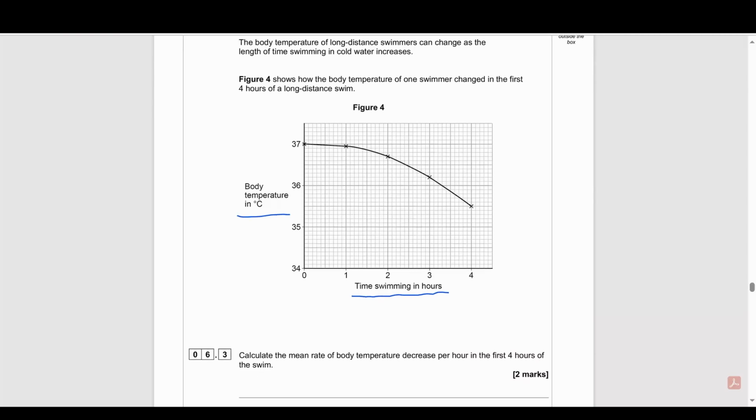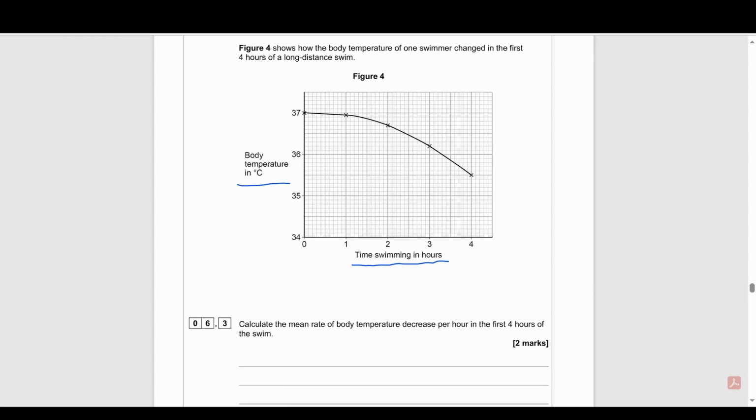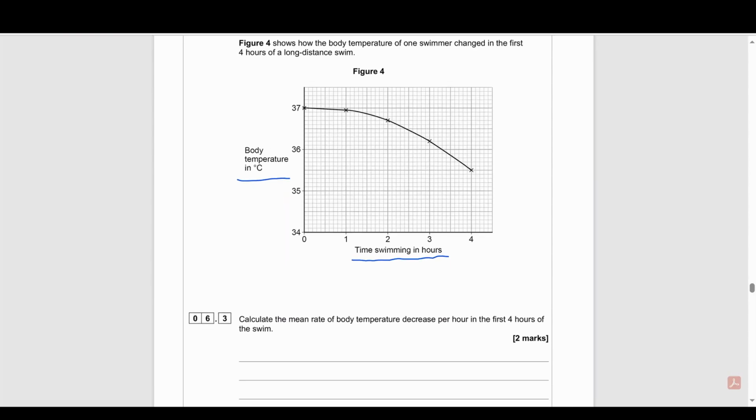Six point three. Calculate the mean rate of body temperature decrease per hour in the first 4 hours of the swim. Well, our swim starts from this point and ends at this point. What we're trying to find out then is the decrease per hour in the first 4 hours of the swim. So we need to find out what this value is at 4 hours. But we can see here our first point, because it's over that time period, is at 37 degrees. So 37 is important for us right now. And then this value at 4 hours is going to be 35.5.